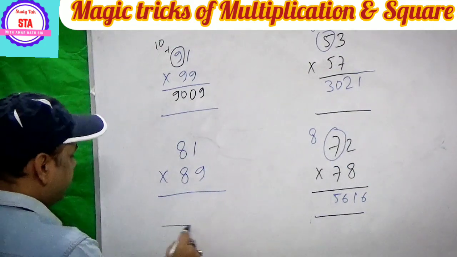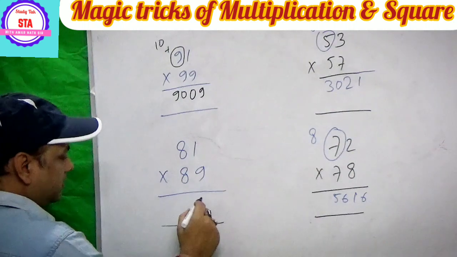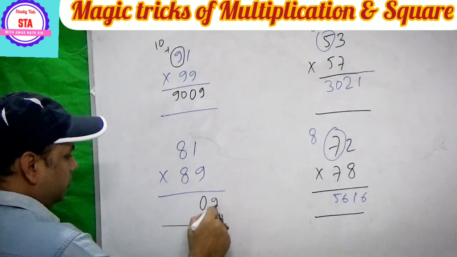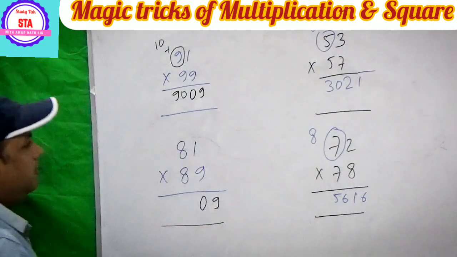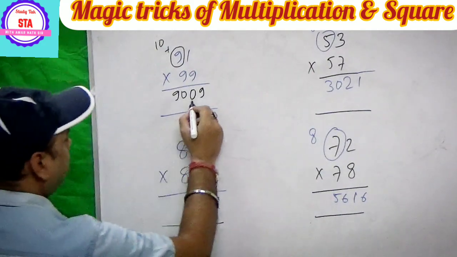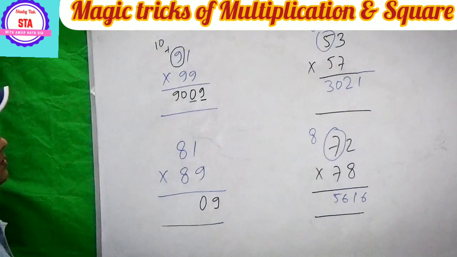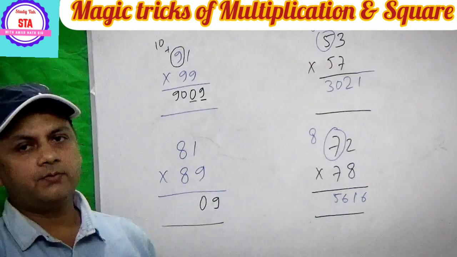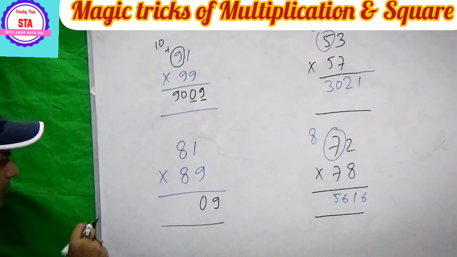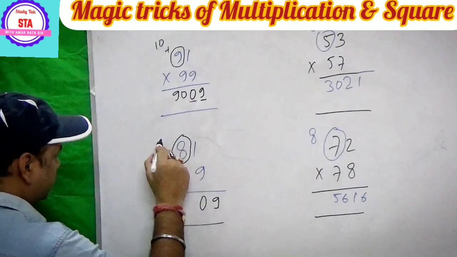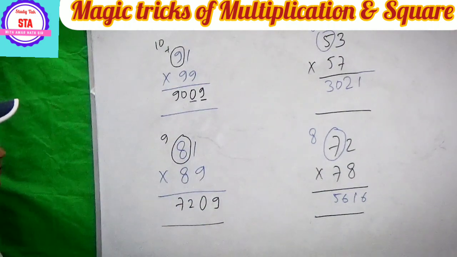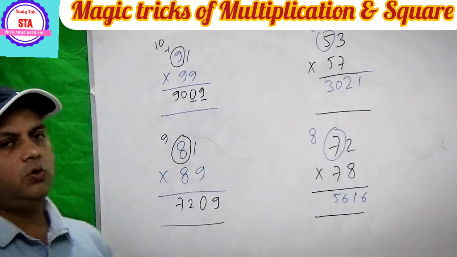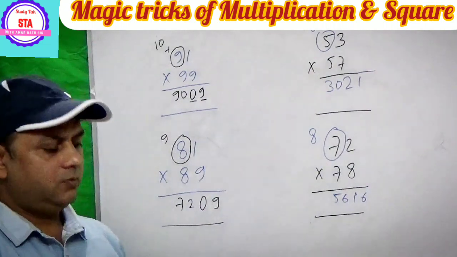Again, same. 1 into 9, that is 9. Write down 09, not 9, because it occupies two places. Okay? Then add 1 in this, that is 9. 9 into 8, 72. So 7209. Okay?